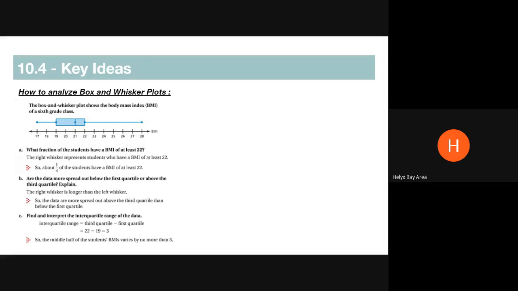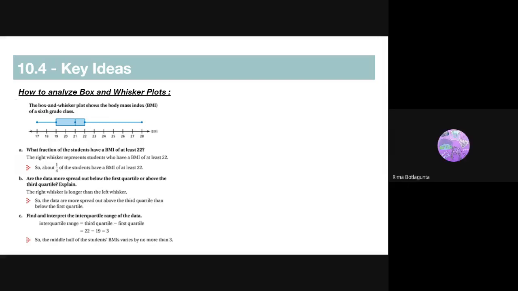Determine and interpret the interquartile range of the data. So the interquartile range is the third quartile subtracted by the first quartile, right? So the middle half of the students' BMI varies by no more than 3. So the interquartile range is the difference between this value and this value, right? So the middle half of the students would fit under this box. I should also do that.